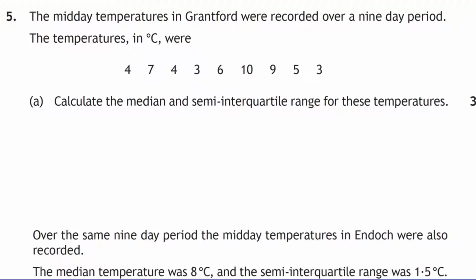Question 5. Midday temperatures recorded over a 9-day period. Temperatures in degrees Celsius were given. Calculate the median. Okay, so first thing I'm going to have to do is put these in order. So it looks like the lowest number we've got is 3. So 3, and then another 3, 4, and another 4.